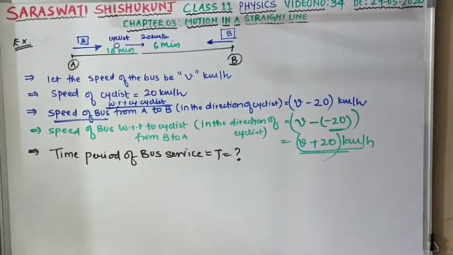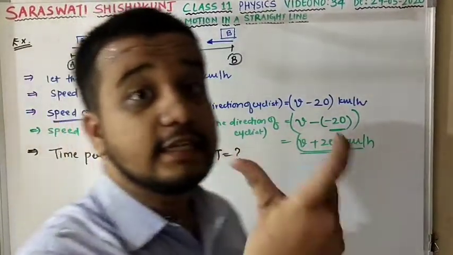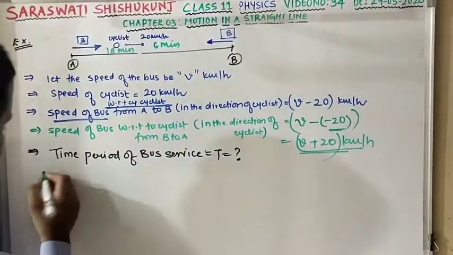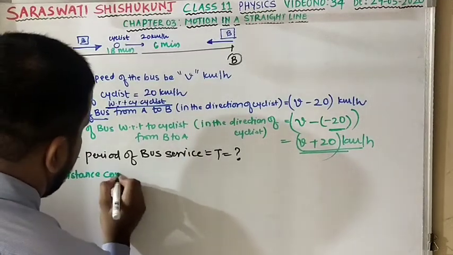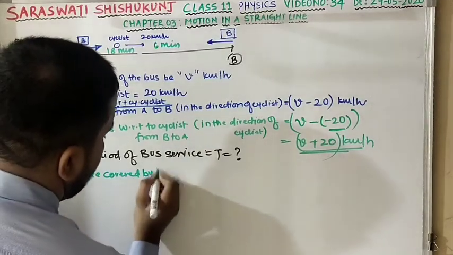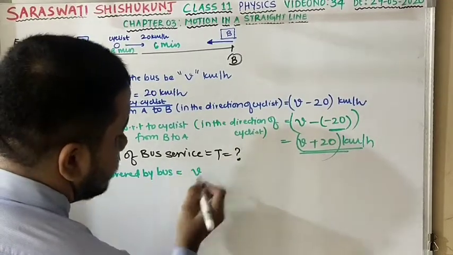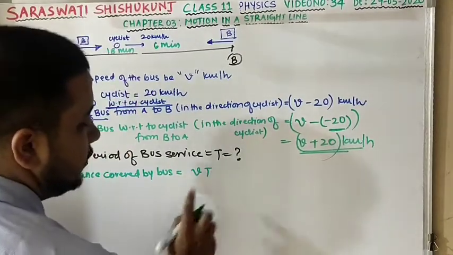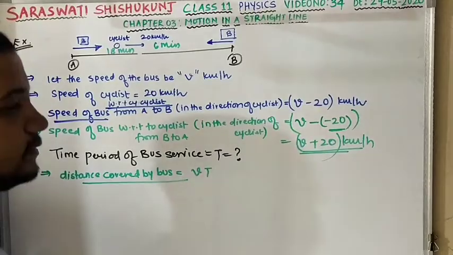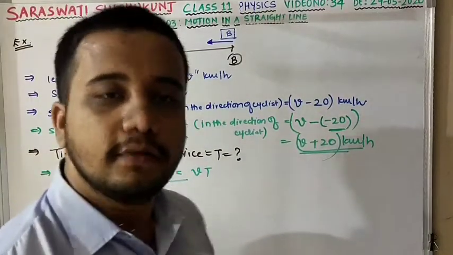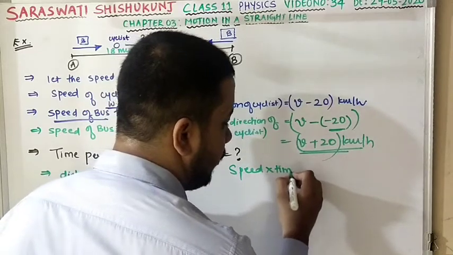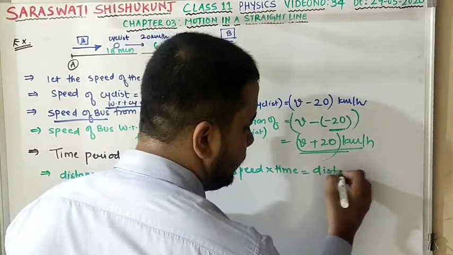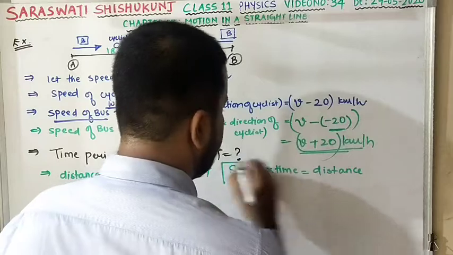So here we are able to notice that if somebody asks you what is distance covered by bus. So if somebody asks you distance covered by bus, what will you answer over here? Speed is V and time is T. The speed into time is going to give you what? Distance. Speed into time is what? Distance. Very good. So speed into time, you are having distance with you. Till this clear?